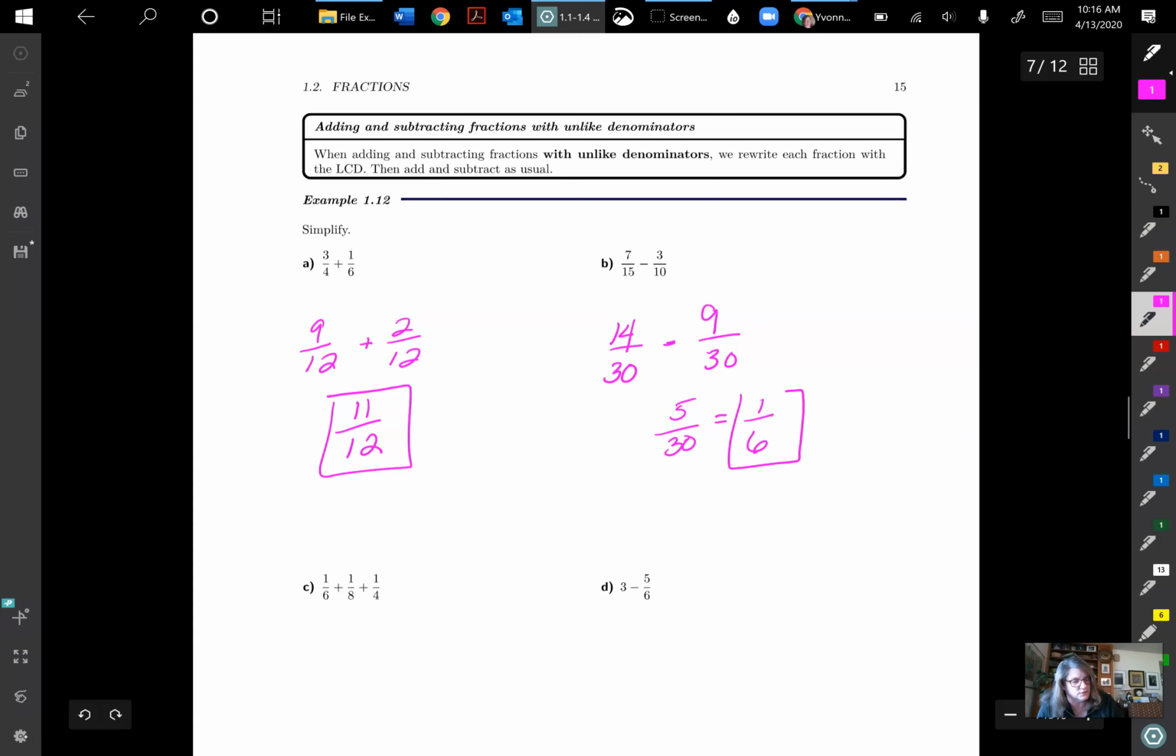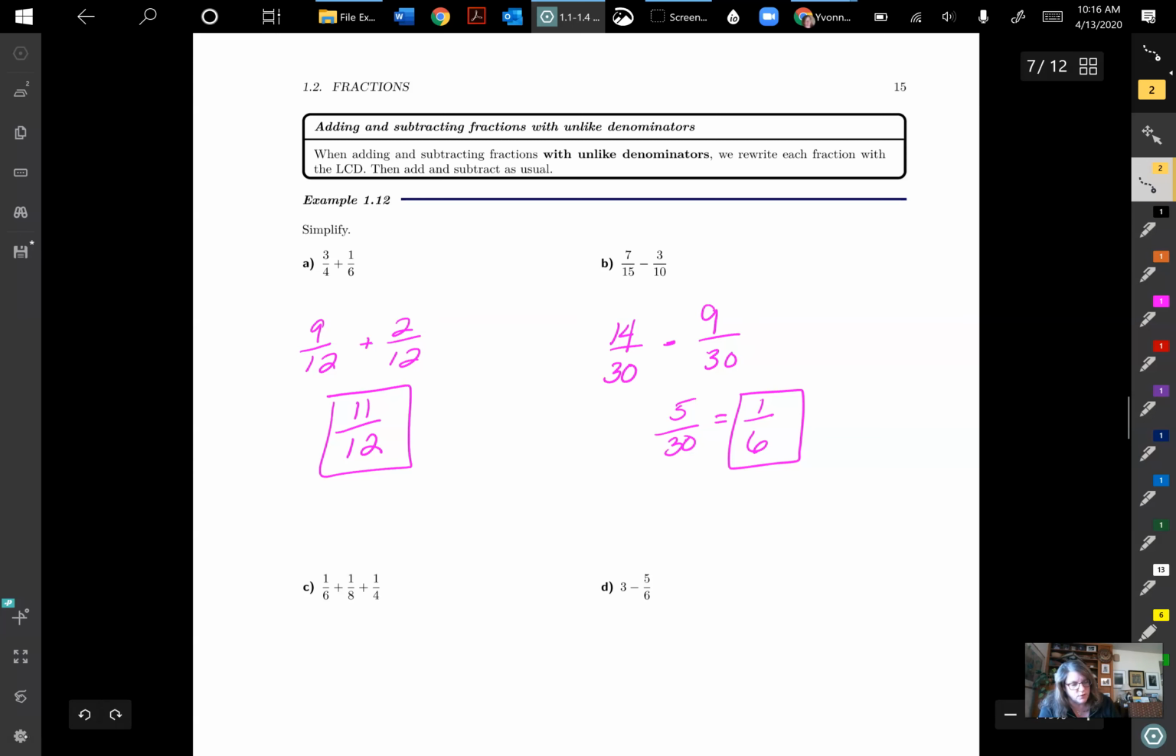Don't forget to reduce. When we're reducing, we're going to divide both the numerator and denominator by the greatest common factor. It's kind of the reverse of what we're doing with creating the equivalent fractions. We're shrinking them down, where over here we're building them up.